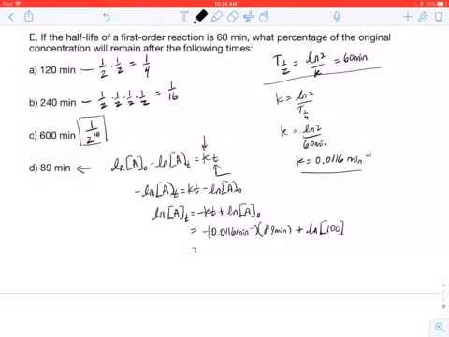I get 3.57. And I want to use the inverse log button on my calculator. Shift LN is what I do. And what I get for the amount at time t, right, 89 minutes later, is 35.6%. Okay, 36% if I round off to 2 sig figs.